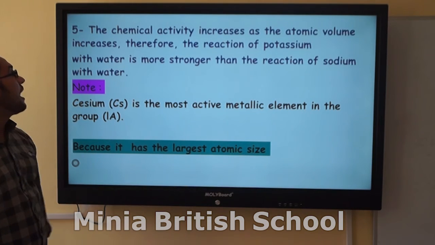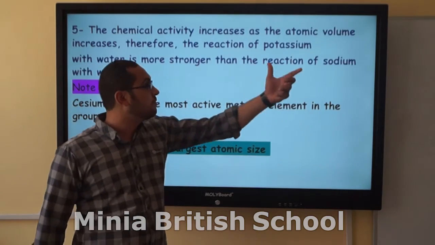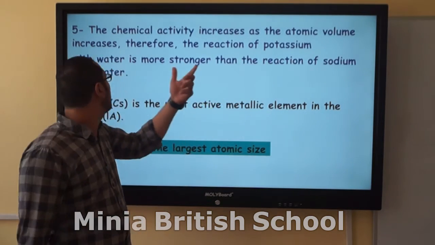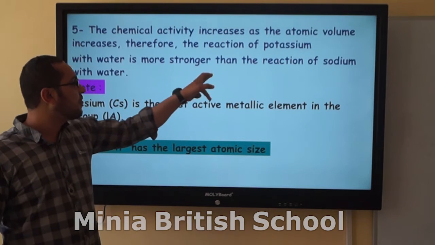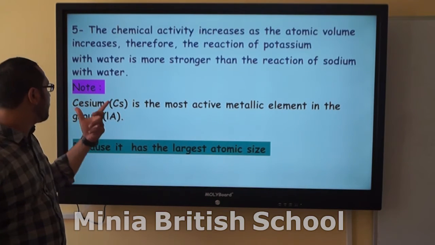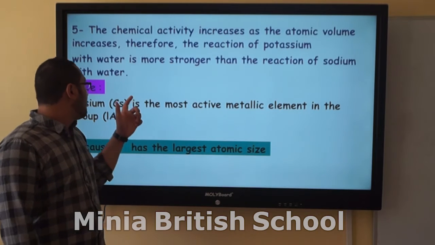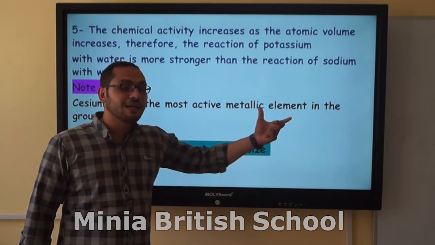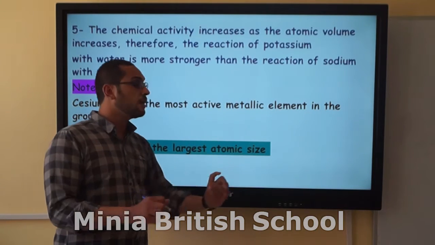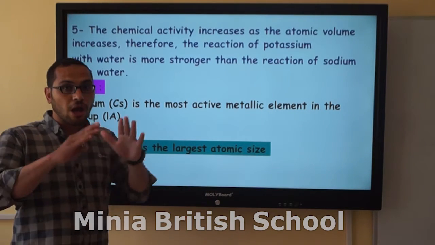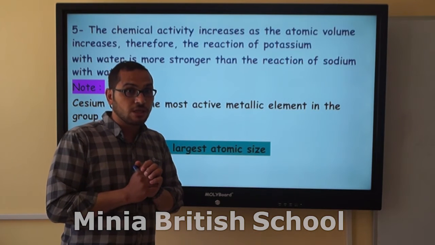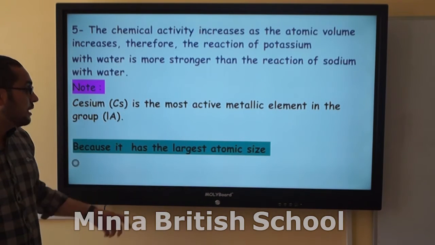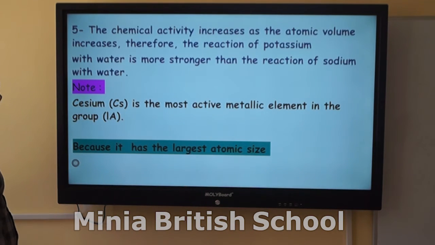Finally, the chemical activity increases as the atomic volume increases, so the reaction of potassium with water is stronger than the reaction of sodium with water. Okay? Look at cesium. It's the most active metallic element in the modern periodic table. This is because it has the largest atomic size, so it can lose its valence electron easily.